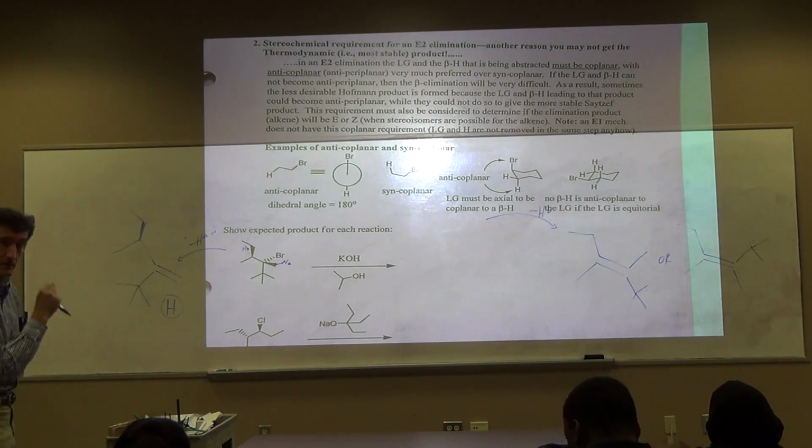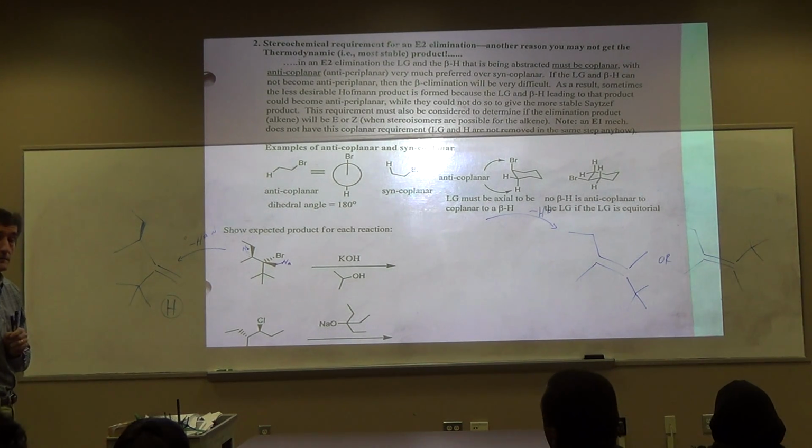I just had a quick question. Because it prefers anti-coplanar, would it be possible for the bromine to kind of rotate? Yeah, we haven't got there yet. We're going to have to do that. The next question is, which of these 3 is going to be the product? And now we've got to start considering that, because what is a requirement for E2 elimination? It's at the very top.